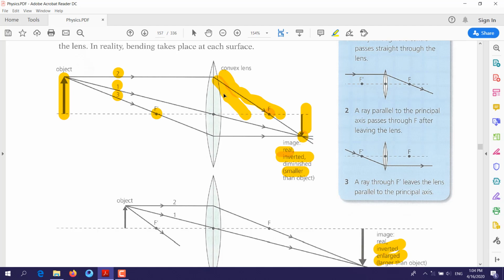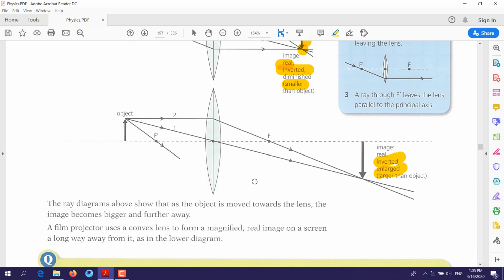So you can do it. You can change the arrow, but when you will change it, what will happen? The principal focus, sorry, the position of it will change. When it will change, also this one will change, and then the size and the position of the image will change.